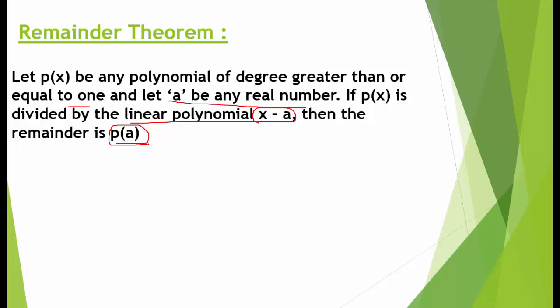If we want to find the remainder, then we just find the value of the polynomial at a. But the condition is that the question should be that the polynomial is divided by x minus a. Then the value at this a will be the remainder.